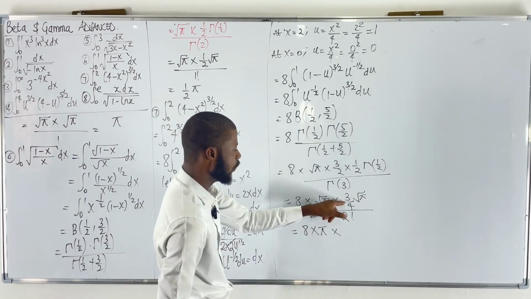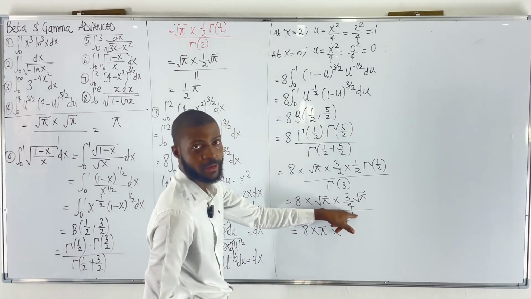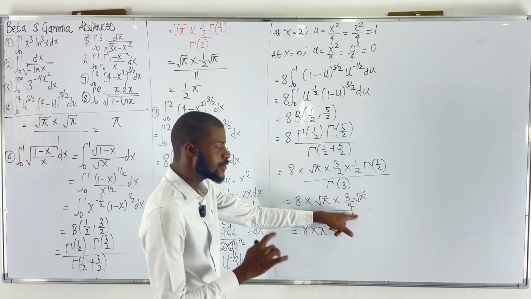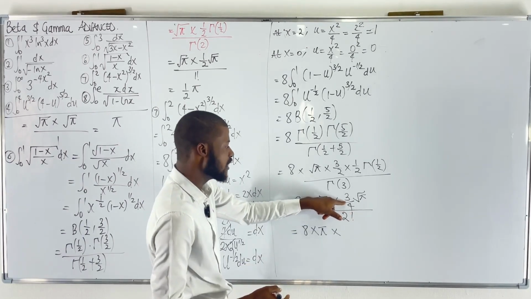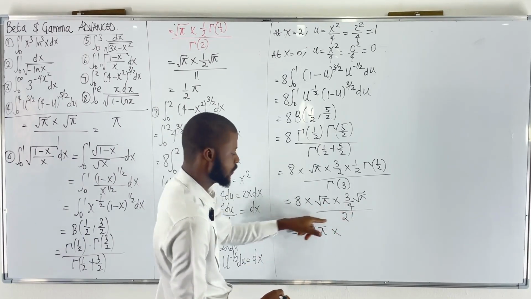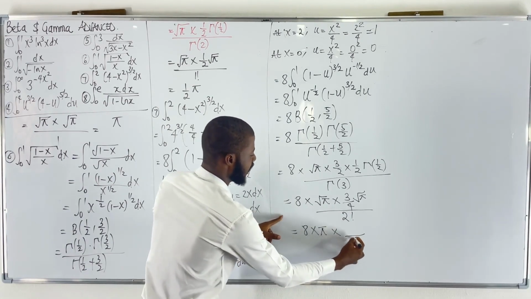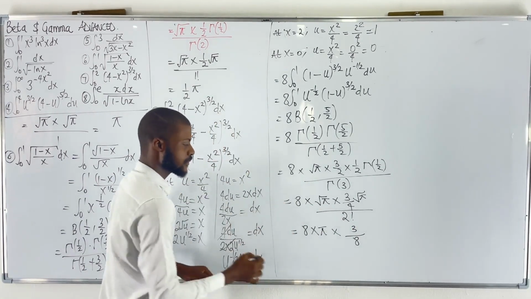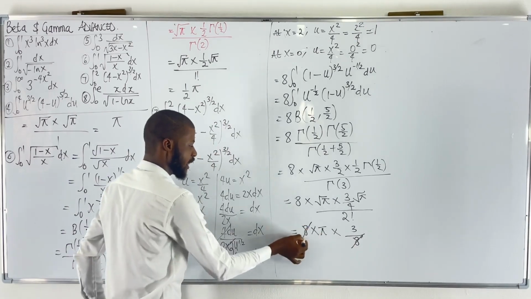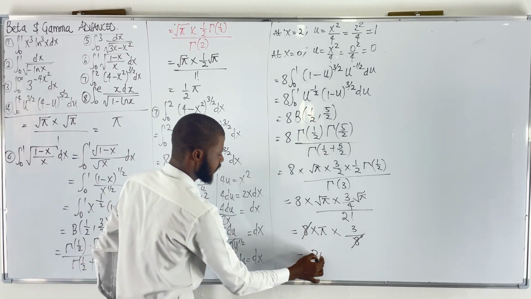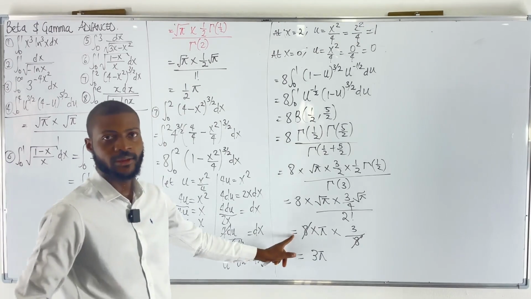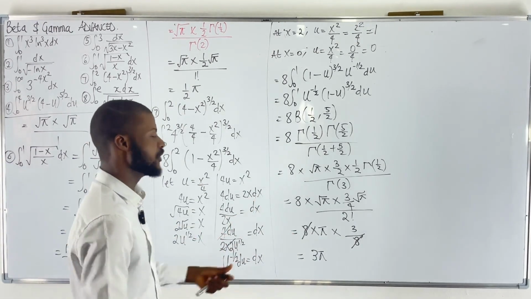times this over 4. We'll make this 2 factorial. But remember that 2 factorial is what? 2 factorial is just 2. So if this 4 comes down to meet this very 2, we're going to be having everything over 8 with a 3. So this 8 will cancel out this 8. So the answer of this is 3 pi. Remember, you can just use your calculator to get your answer directly.